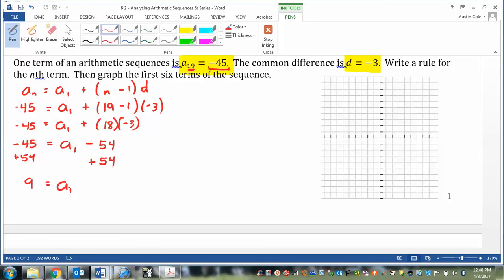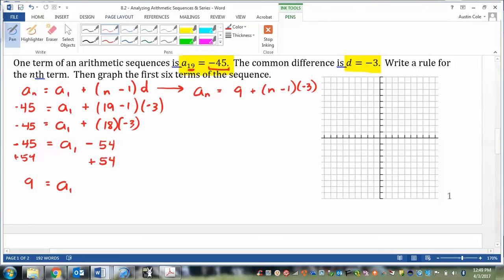Okay? Now, understand what our goal is. It says write a rule for the nth term. It doesn't say find a sub 1, it says write a rule. Now, part of that is we have to find a sub 1 first. But our rule should be a sub n. Again, I'm going back to this formula. I'm going to plug a sub 1 in there, so that's going to be 9 plus n minus 1, and my common difference is negative 3.